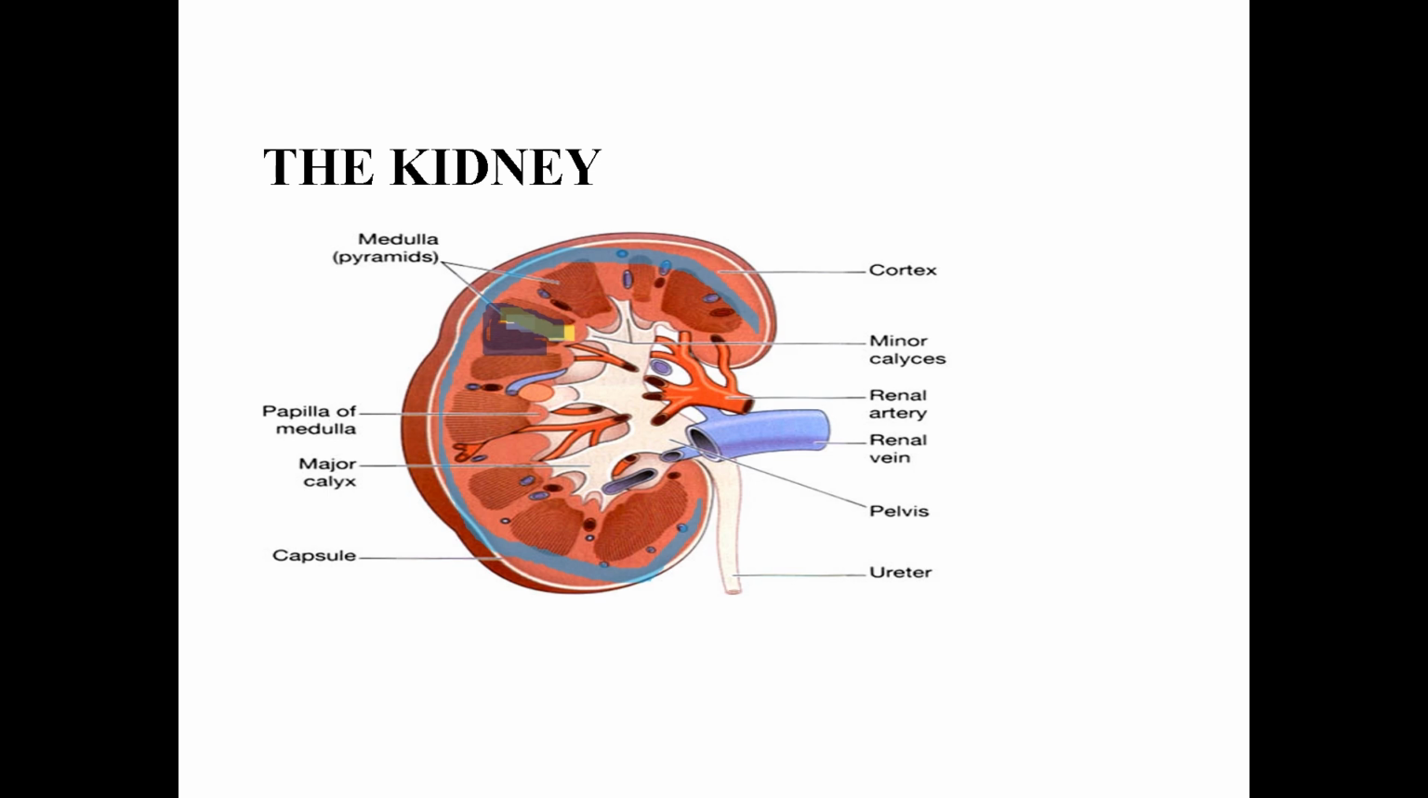There is also another structure, this structure here, the one in white. This structure is the cavity inside the kidney. This structure is known as the renal pelvis. In the renal pelvis, this is where urine is deposited after being formed from the nephrons of the kidney.